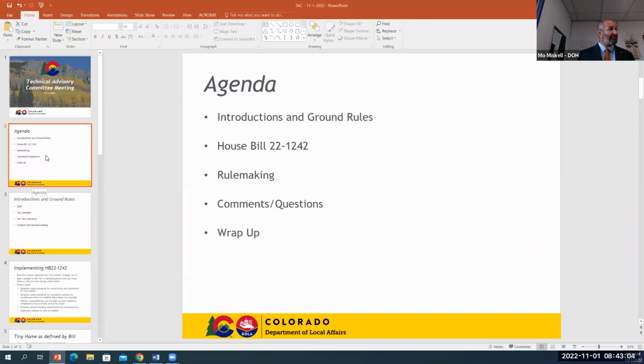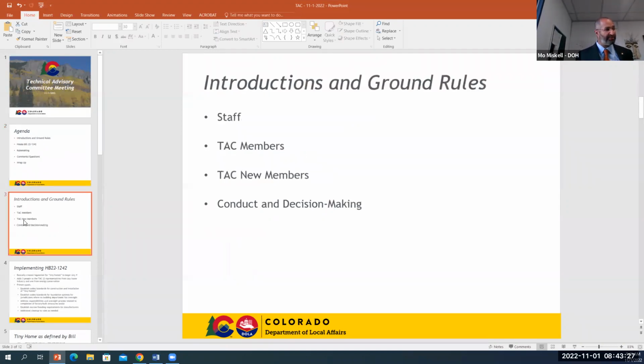And then I want to get in, oh sorry, here's the rest of the agenda, actually. We're going to get into introductions and ground rules in a minute. Then we're going to talk about House Bill 1242 in depth. We're going to talk about rulemaking. We're going to have an opportunity to address comments and questions. And then we're going to do a wrap up. Please know this is the first of 13 meetings, so we've got a long journey in front of us. So I'll start with staff.